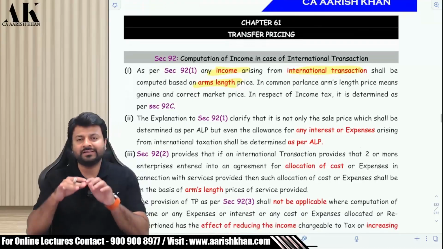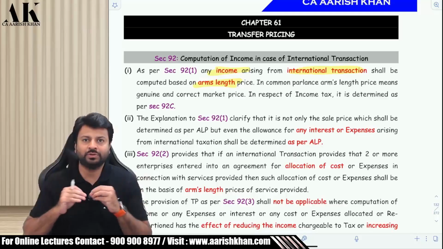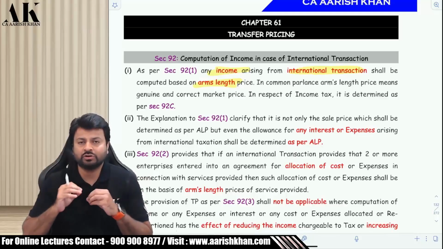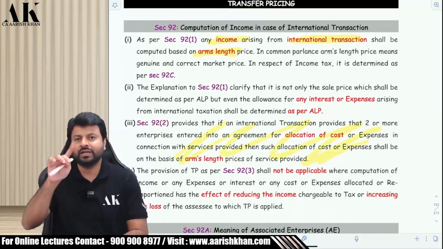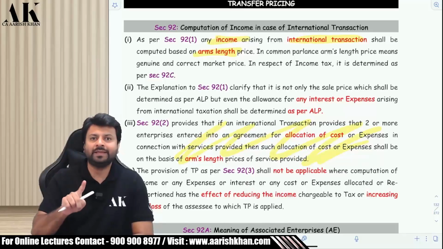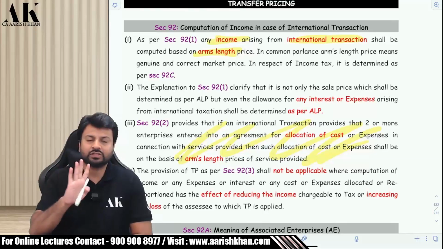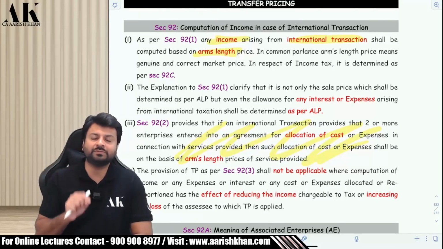transfer pricing is also applicable if there is some transaction between two or more associate enterprises and they are trying to allocate some cost between themselves or apportion some cost between themselves. Then allocation of cost and apportionment of cost should also be done as per what? As per the arm's length price. Plus, transfer pricing is not only applicable on international transactions, but it is also applicable on certain domestic transactions. Not all domestic transactions, but certain domestic transactions.